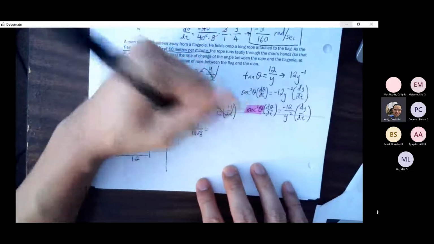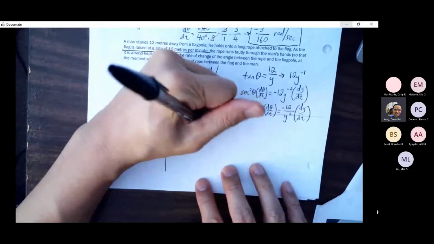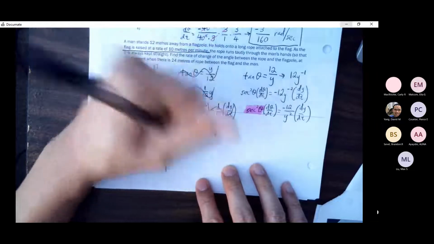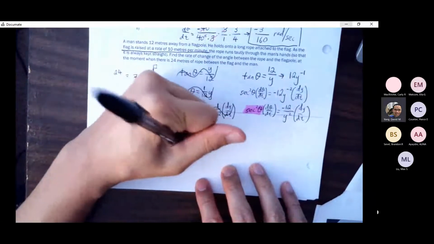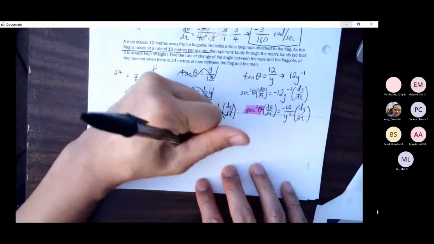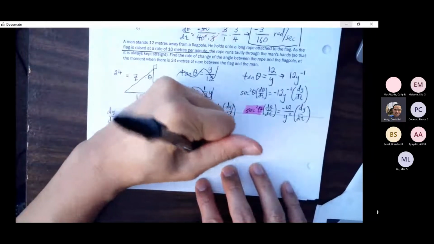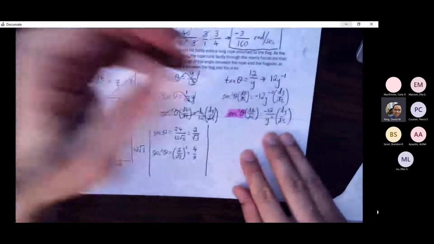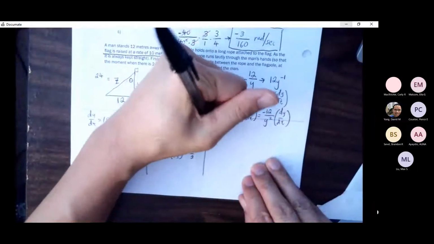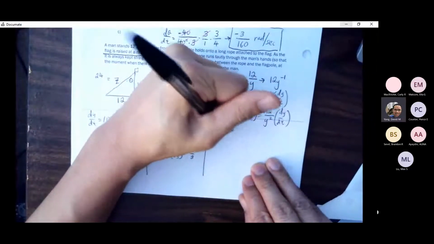I can reduce this, clean that up. 24 and 12 can reduce to be 2 over 1 root 3, which means that secant squared theta, I can just square my fraction, 4/3. Okay, put everything in its place, and then I can solve for d theta/dt.